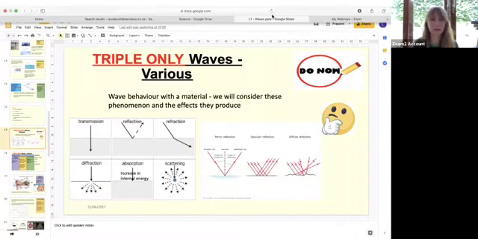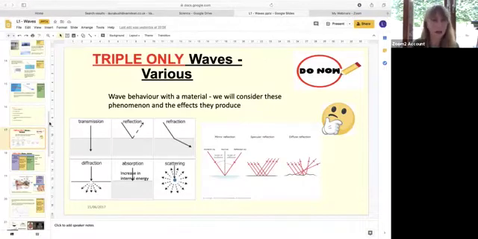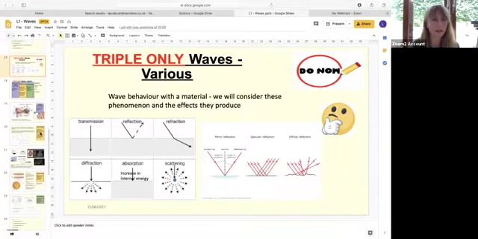Right, okay, so we've got about 30 people here. I am recording this today, so I'll get started and see where we go. So this is the triple only content, and it's a few bits and bobs, but broadly, if you've looked at the slides, it's around sound waves and then a little bit on seismic waves at the end.